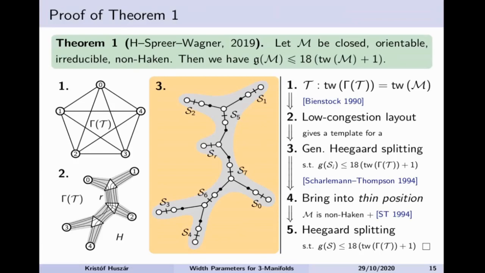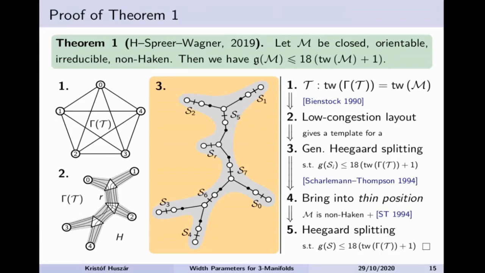that if you have a non-Haken manifold, then a generalized Heegaard splitting which is in thin position has to be a classical Heegaard splitting. And the procedure did not increase the genus of the bounding surfaces, and therefore the splitting surface in this thin Heegaard splitting is still bounded above by the treewidth of the triangulation, and this way we can conclude the proof.